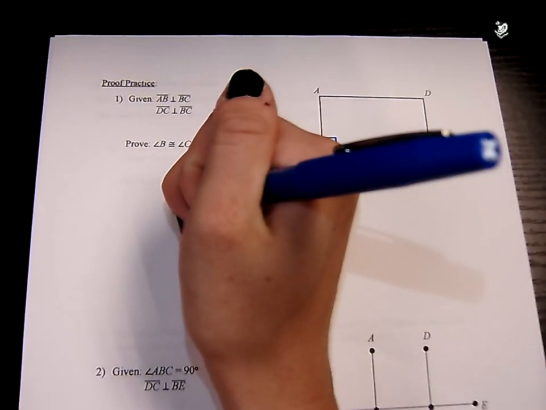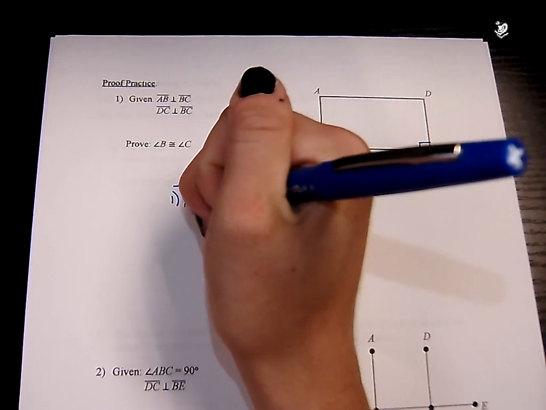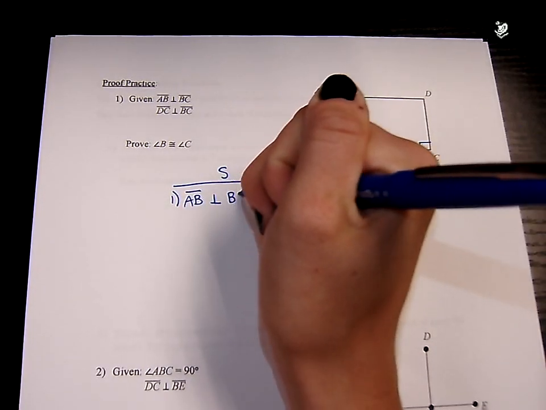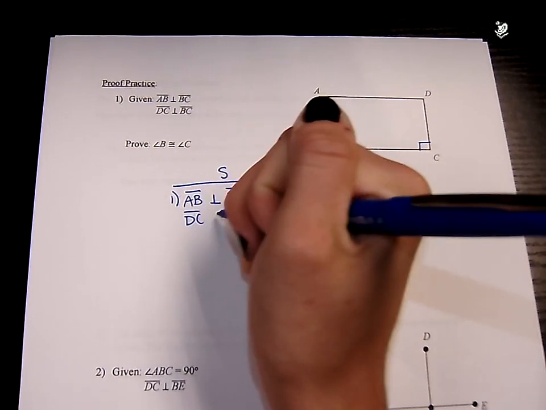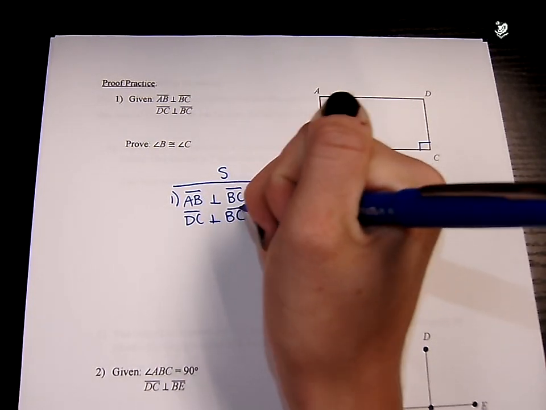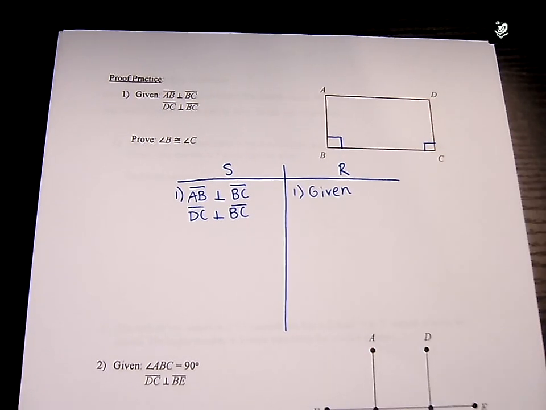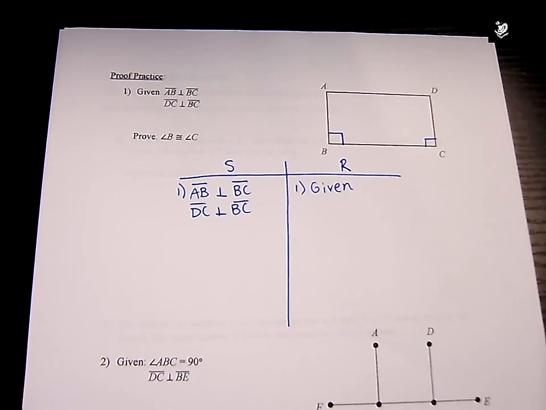And then the first step of any proof is always to write out your givens. So AB is perpendicular to BC. DC is perpendicular to BC. And we put our reason as given. Now our goal is to try and prove that angle B is congruent to angle C. I'll give you a minute. See if you can figure out what the next steps in the proof will be first before we go through it together.